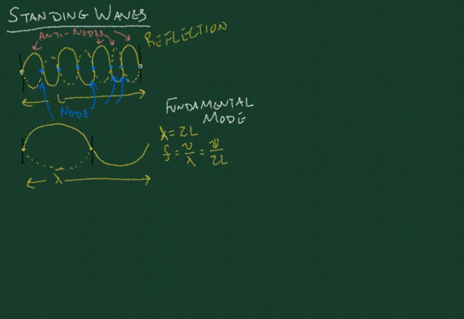For example, if we tried to have a wave that looked like that, it doesn't make sense because it doesn't meet the endpoints at the nodes. And of course, we're saying that the ends of this string are fixed.